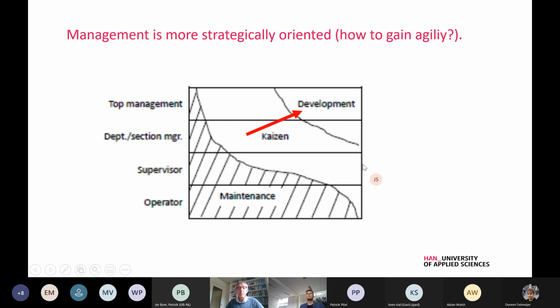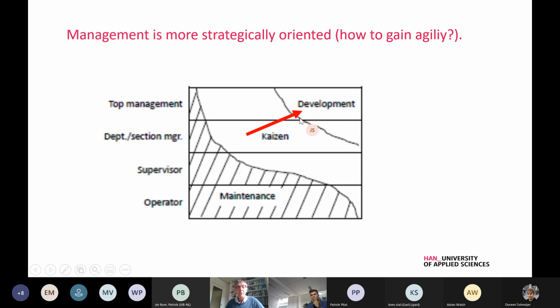50% of their time, they're busy with Kaizen activities. If there is a deviation and some structural measures are needed, then the supervisor spends attention to it. The department manager, the operations manager, spends even more time on Kaizen activities: changing procedures, changing processes, new technology, and all kinds of Kaizen improvements. Top management also does Kaizen, but is more focused on strategic development.